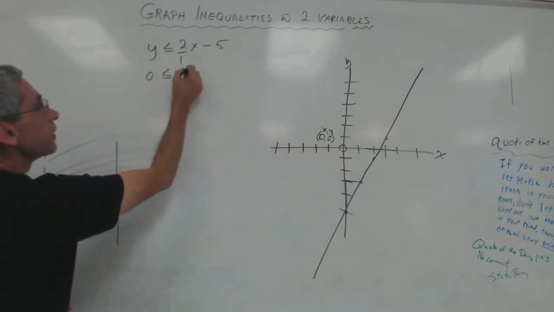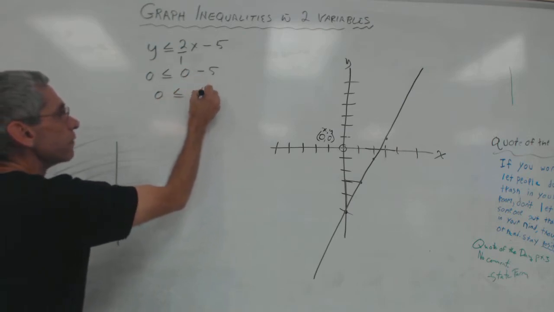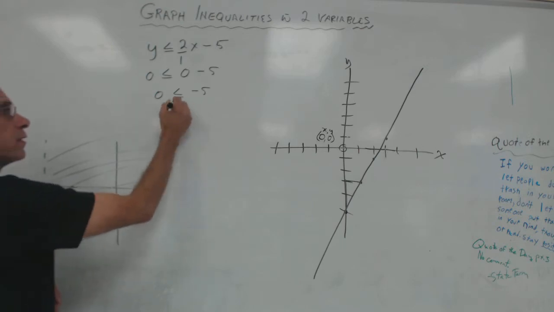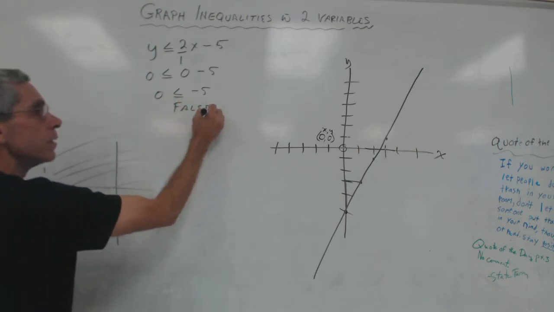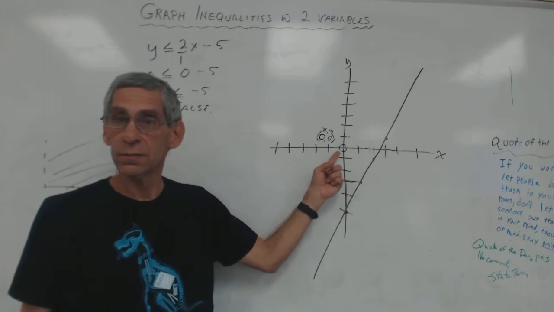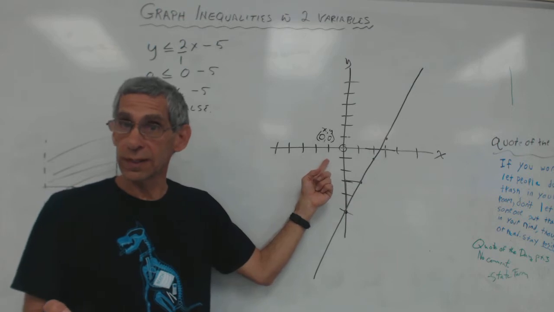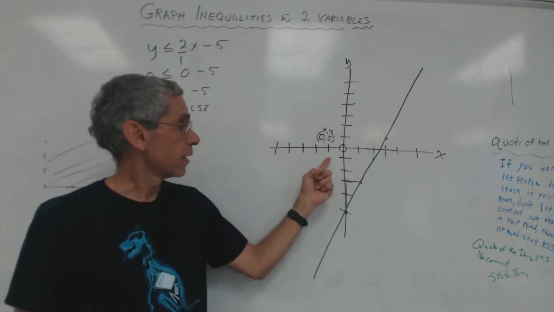Is 0 less than or equal to 0 minus 5? So, is 0 less than or equal to negative 5? Is that true or false? That's false. How about 1? Or 0? You can do that too, but 0, 0 is really easy. That's the easiest one.